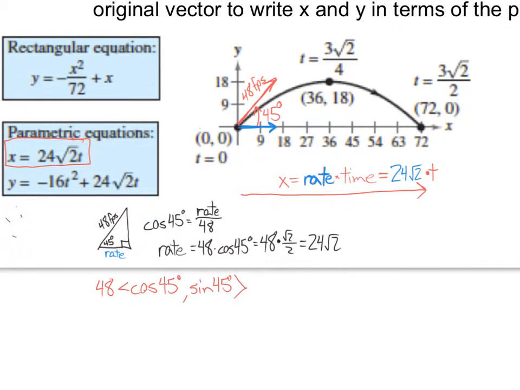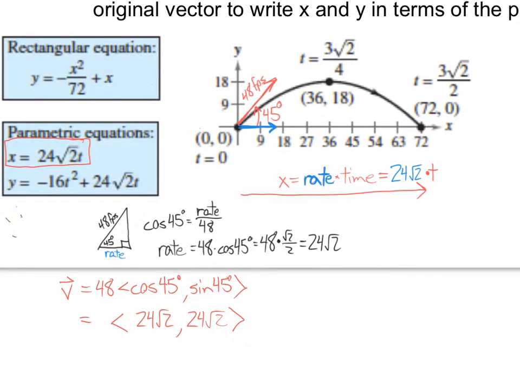We figured it out just looking at the right triangle and using right triangle trig, but don't forget about this. This we looked at last time. So, our component vector for our velocity here is 48 times root 2 over 2, which is 24 root 2. And what's sine of 45? Same thing, alright? Good. So it's 24 root 2 for our vertical component as well.